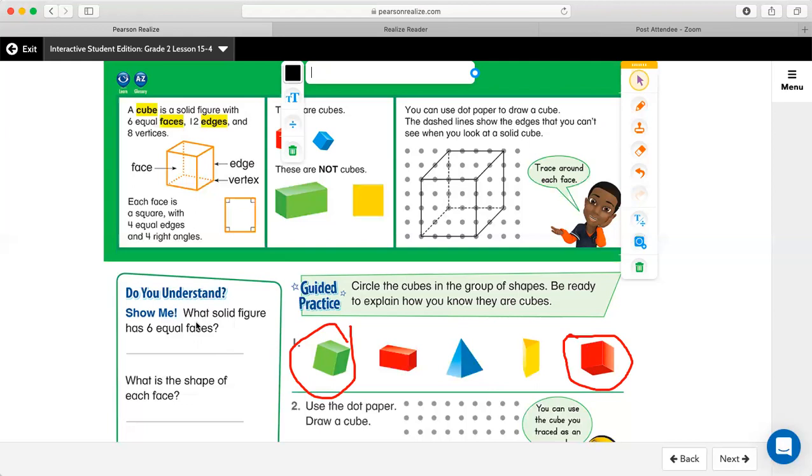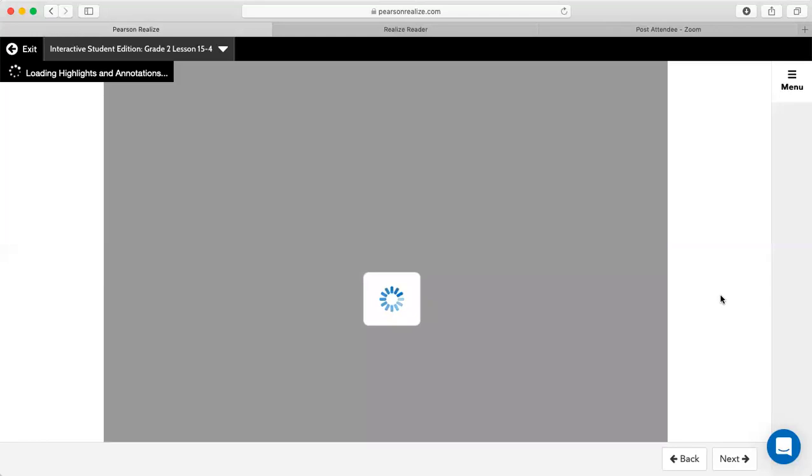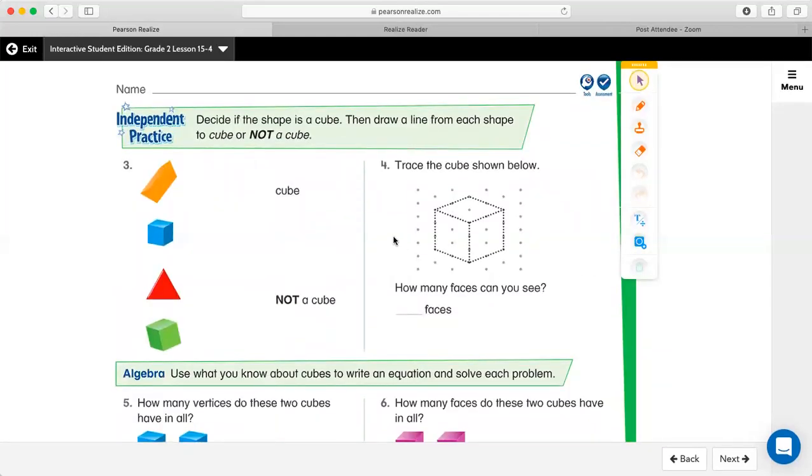So now in the Do You Understand box, it says, what solid figure has 6 equal faces? What's the shape that we've been working with today? It is a cube. Okay. And what is the shape of each face? Each face is a square. So we have 6 squares that make up a cube. So a cube is a really cool shape made up of a bunch of other shapes. And so today you're going to be working with cubes.